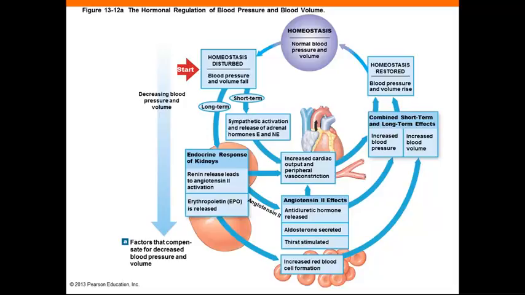Erythropoietin is also released by the kidneys when the blood pressure drops and plasma oxygen drops. Erythropoietin stimulates red blood cell production and increases blood volume.